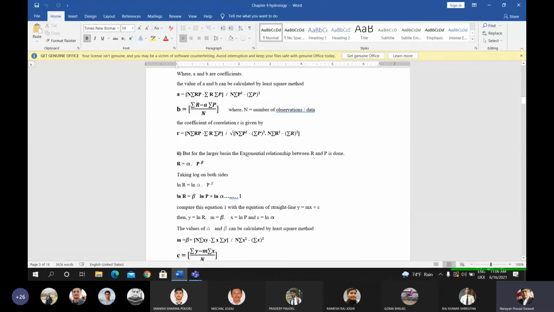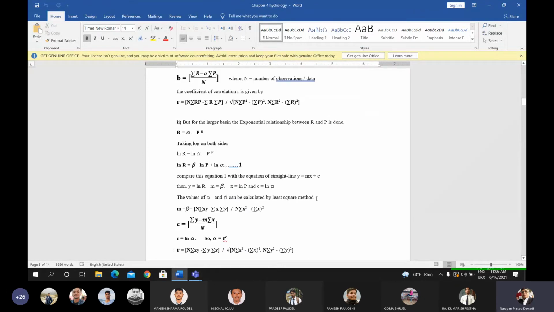For the second case, for the large basin, the exponential relationship can be established between the R and the P, so that R is given by alpha P power beta. This equation is the exponential equation. This relation can be established for finding the relationship between the runoff and the resulting precipitation.